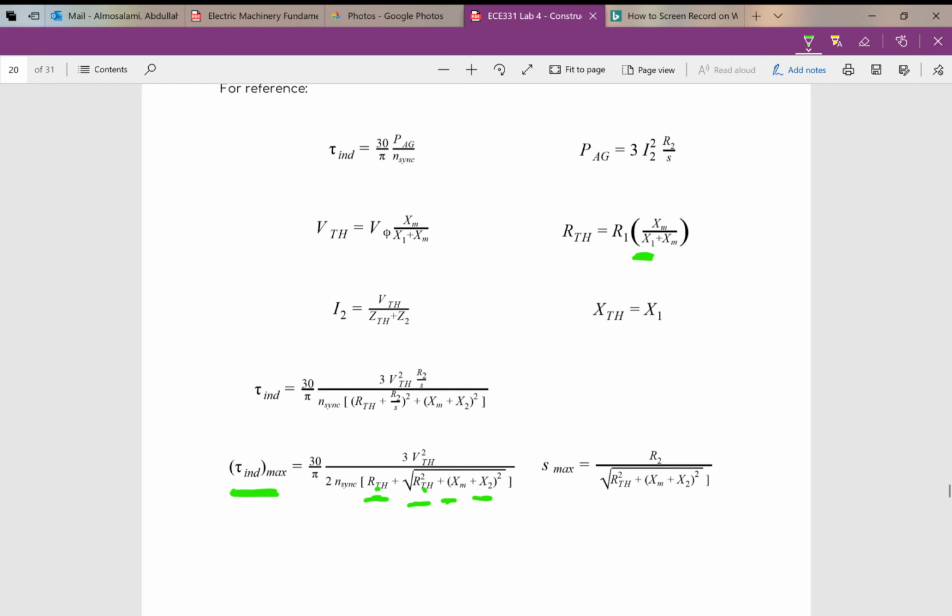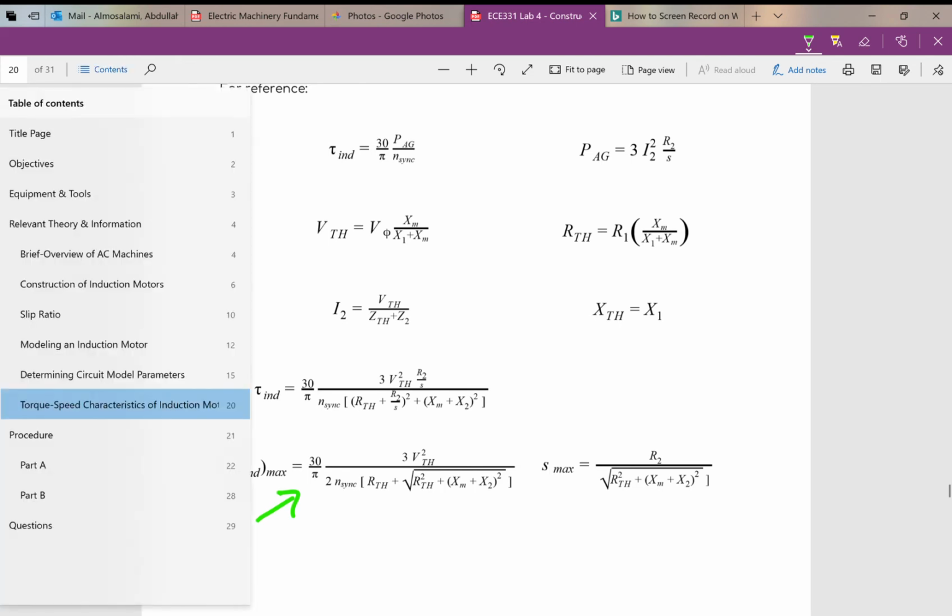The other way is you could have plugged the values directly into this equation, and you would have gotten your answer. You literally use this equation and you would have gotten your answer. So that's that question.